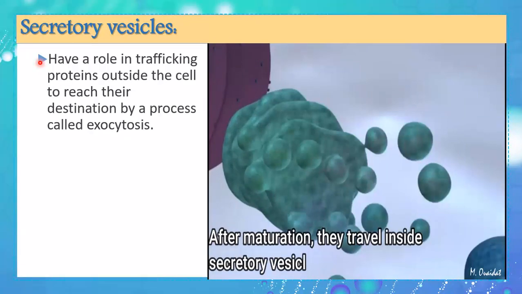Well, secretory vesicles have a role in trafficking proteins outside the cell to reach their destination by a process known as exocytosis. Watch the following video and try to understand the meaning of the two terms, trafficking and exocytosis.